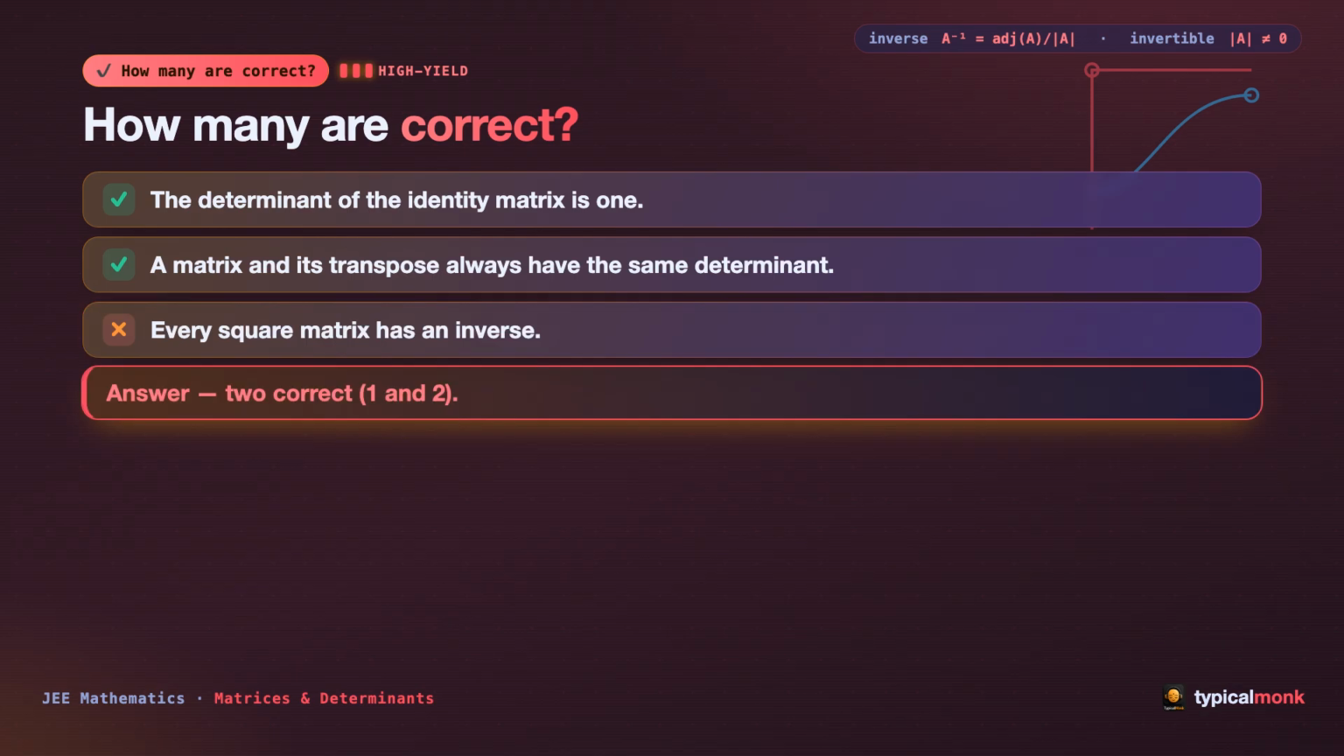So how many are correct? Two statements, the first and the second. The identity matrix truly has determinant 1, and a matrix and its transpose truly share the same determinant. But the third one falls. A square matrix has an inverse only when its determinant is not 0. Plenty of square matrices are singular. Two correct, statements 1 and 2.